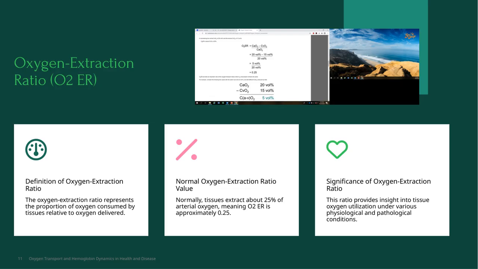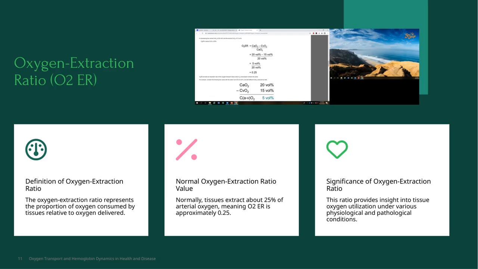Essentially, this ratio tells us the proportion of oxygen that tissues actually consume relative to the amount delivered through the blood. Now, under normal circumstances, tissues extract about 25% of the oxygen carried in arterial blood. This means that the oxygen extraction ratio, or O2-ER, is approximately 0.25. It's a useful measure because it helps us gauge how efficiently tissues are using oxygen.